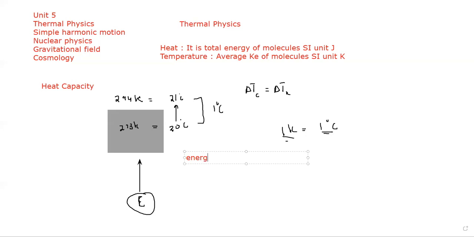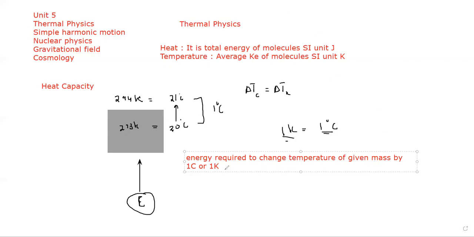So the energy required to change the temperature of a given mass by 1 degree centigrade or 1 Kelvin, we call that heat capacity. And for heat capacity, the temperature change refers to the amount of energy removed so that the temperature drops by 1 degree centigrade, or the amount of energy supplied so that the temperature changes by 1 degree centigrade.